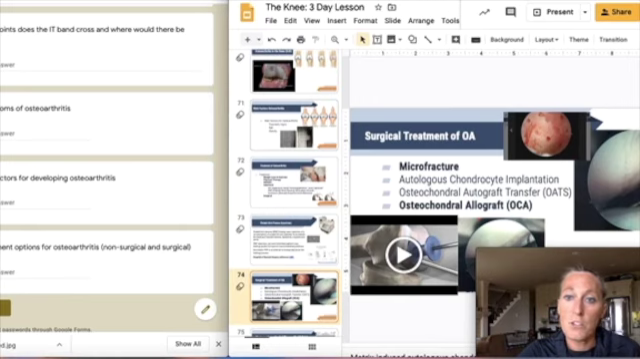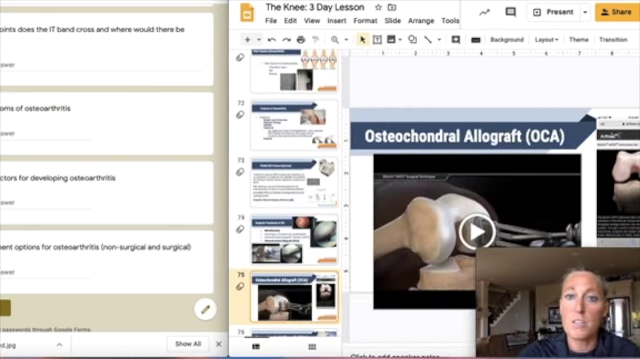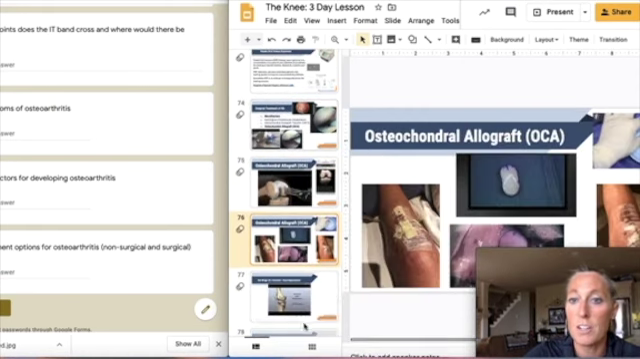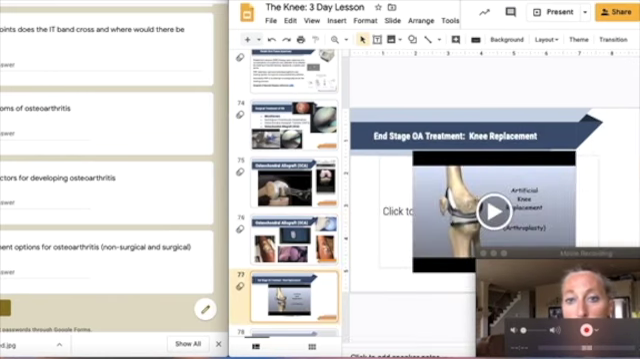We talked about microfractures where they're drilling little holes in the bone to try to create a scab that will cover that cartilage. Autologous chondrocyte implantation is where they take out cells and they grow kind of a graft and they put it back on the femur. Osteochondral allograft transfer is OCA, and then autograft transfer. An autograft, remember, is from your body, and allograft is from somebody else's or from a cadaver. We watched a video on OCA, or osteochondral allograft. And the last surgical option for end-stage osteoarthritis would be a knee replacement.